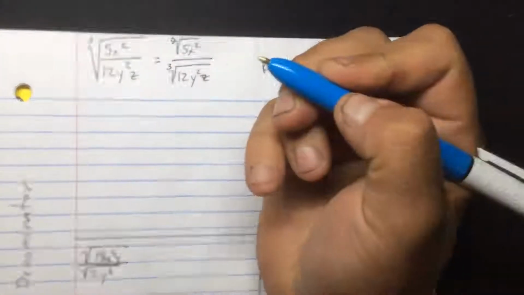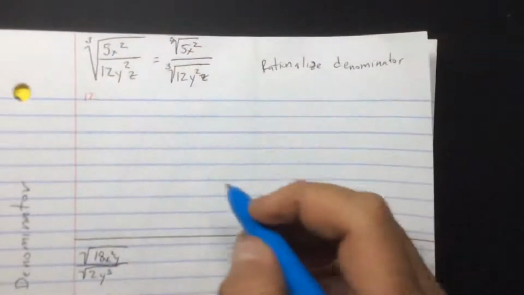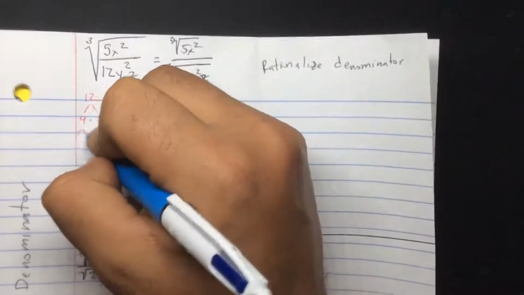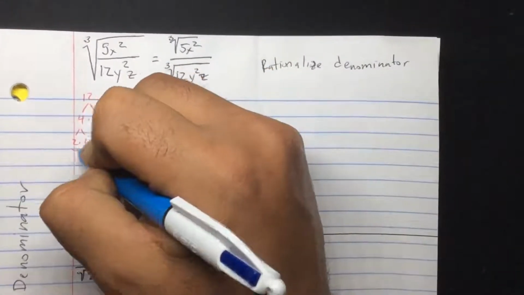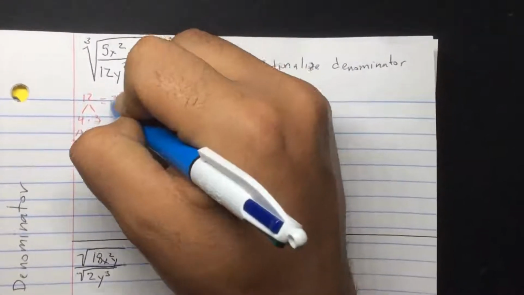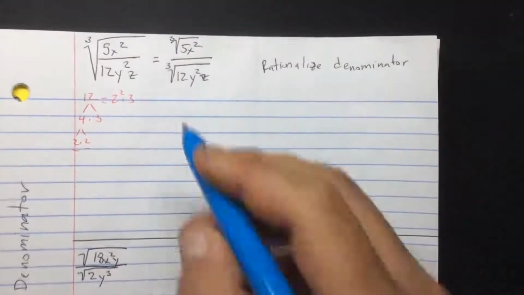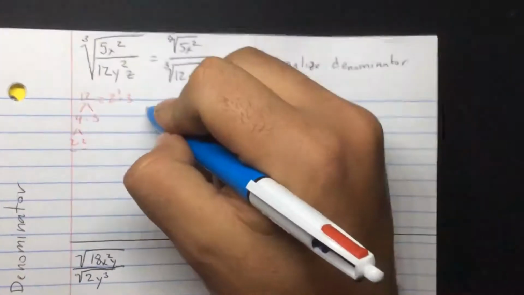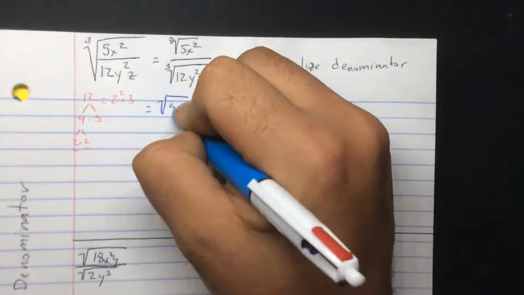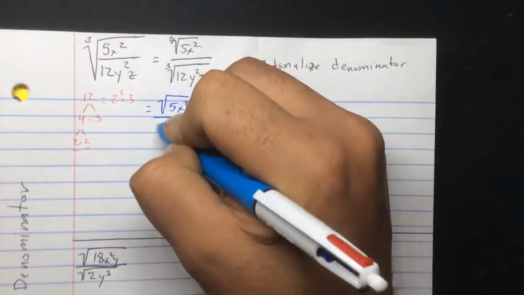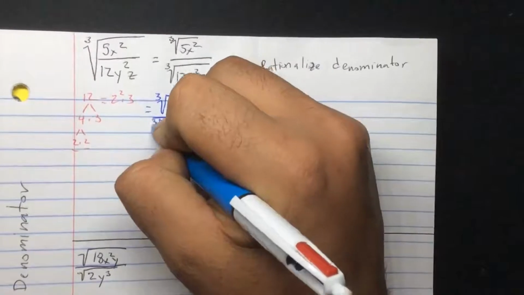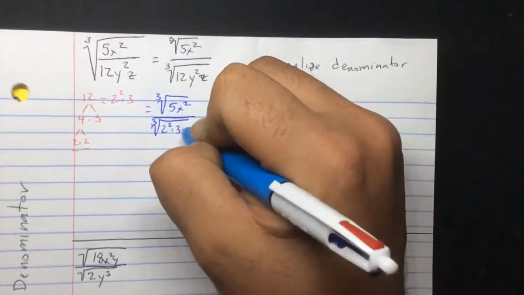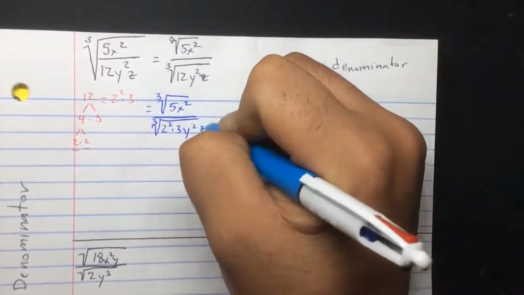So we have our 12, and our 12 is going to be 4 times 3, and our 4 is going to be 2 times 2. So we have a 2 squared and a 3. So we're going to rewrite this equation using this here. So we have the cube root of 5x squared divided by the cube root of, instead of writing 12, we're going to write 2 squared times 3 times y squared times z.